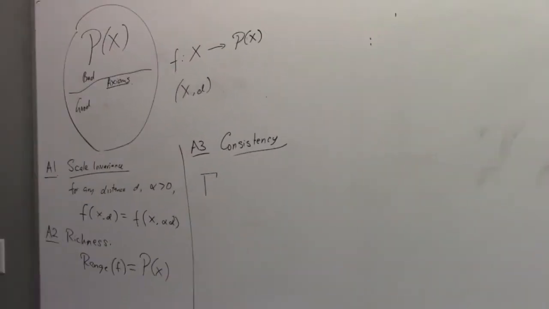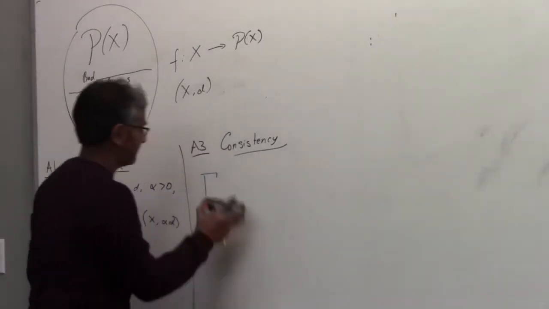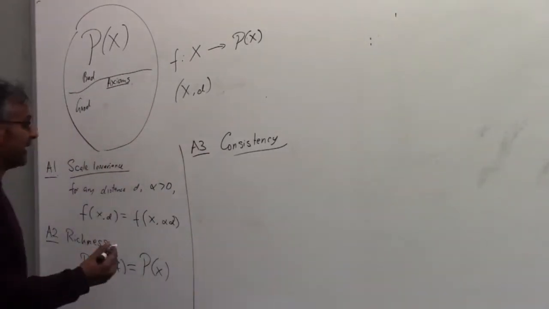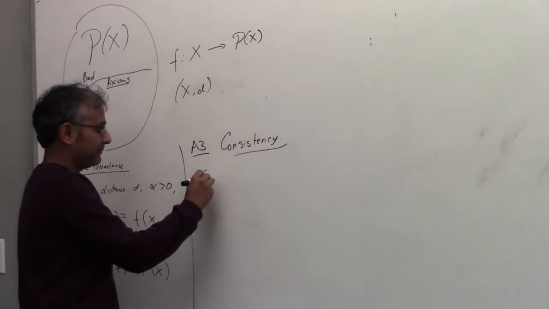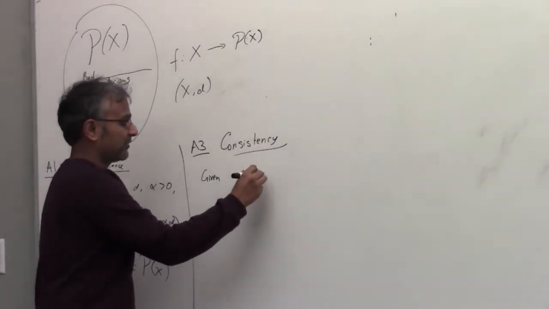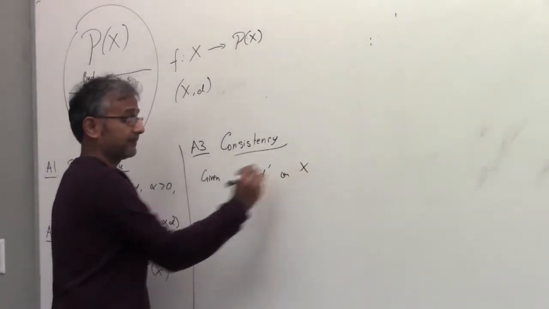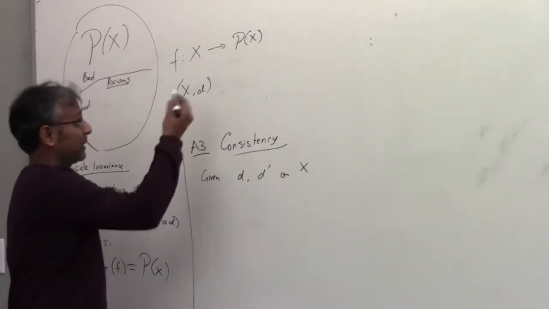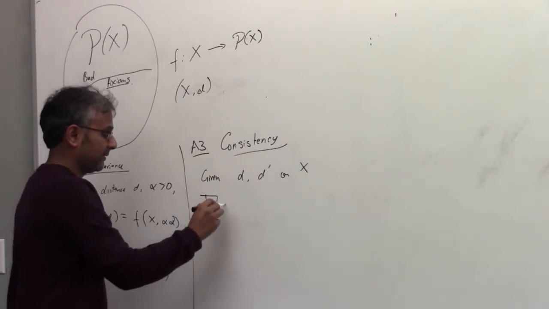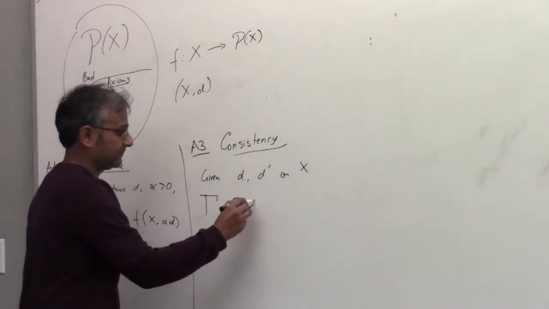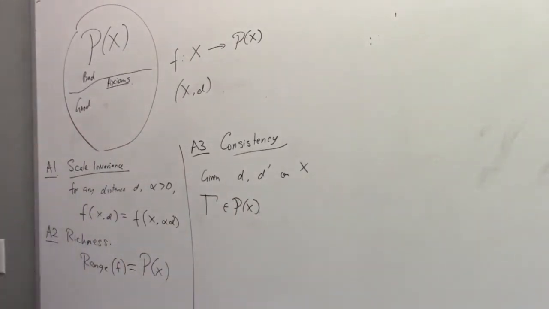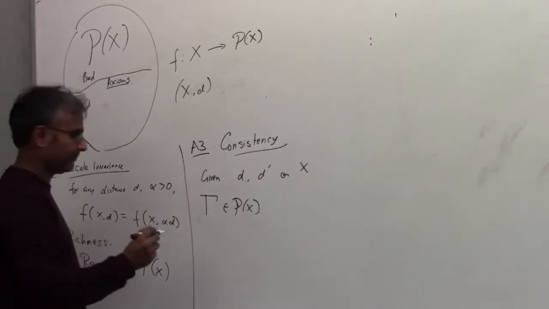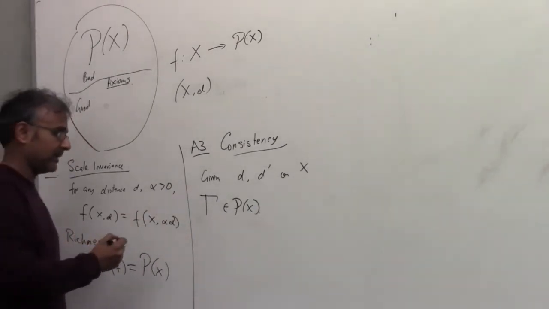Okay. Well, let me say this one. So let's say I'm given two different distance functions on X. And let's say I'm given some particular clustering, which belongs to the partition space of X. And let's say the following properties hold. So this is a clustering, right?